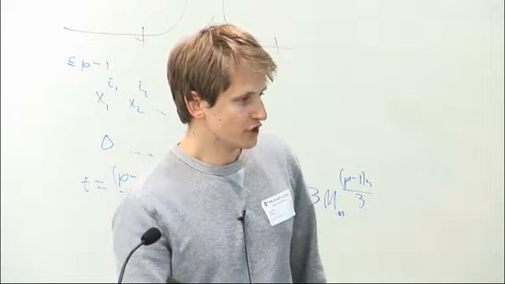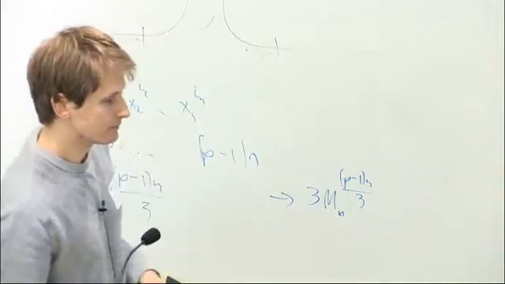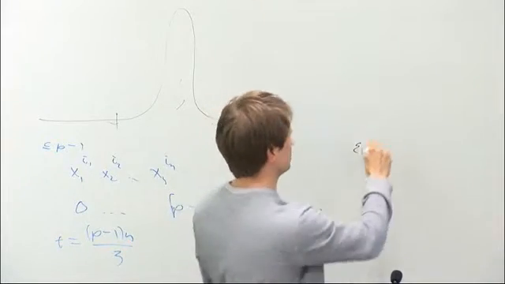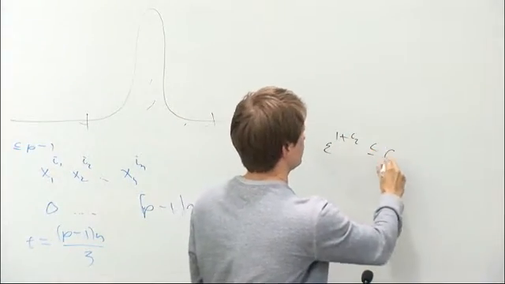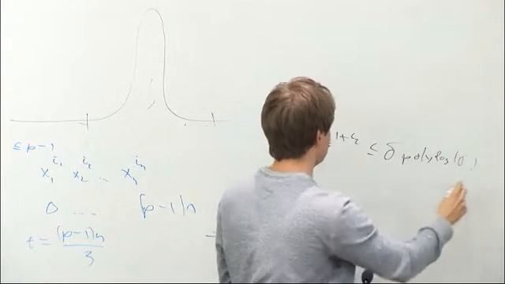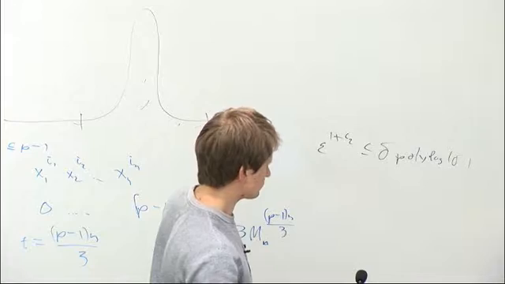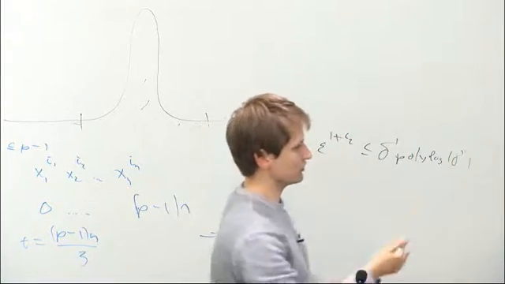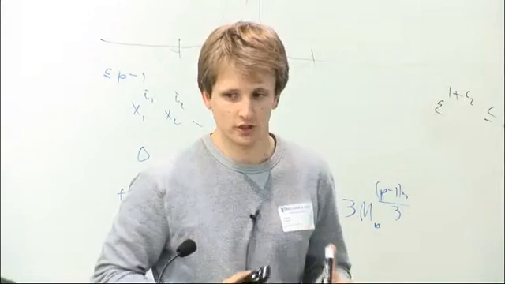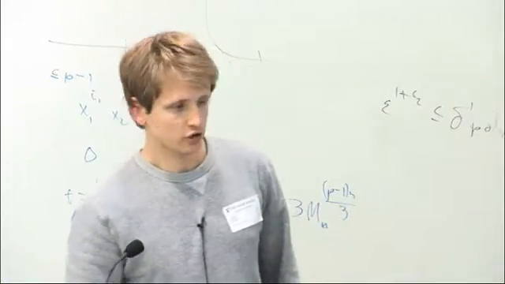And then if you rearrange this, it gives that epsilon to the 1 plus c2 is at most delta prime times polylog 1 over delta, which is at most delta, and then we can reverse this to obtain the polynomial bound on delta in terms of epsilon. Are there any questions?